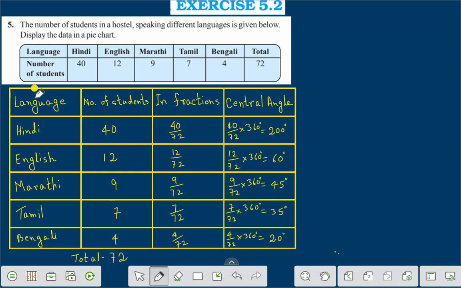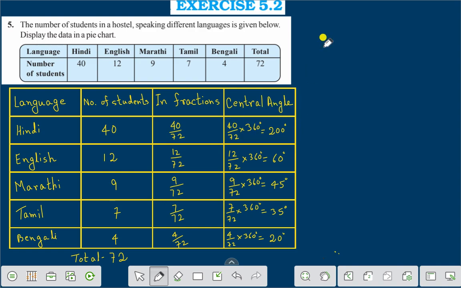How to find? There is language, number of students. The languages are Hindi, English, Marathi, Tamil and Bengali. Number of students is 40, 12, 9, 7, 4. And in fraction, 40 by 72, 12 by 72, 9 by 72, 7 by 72, 4 by 72. Here we have found the central angle: 40 by 72 into 360, that is 200.